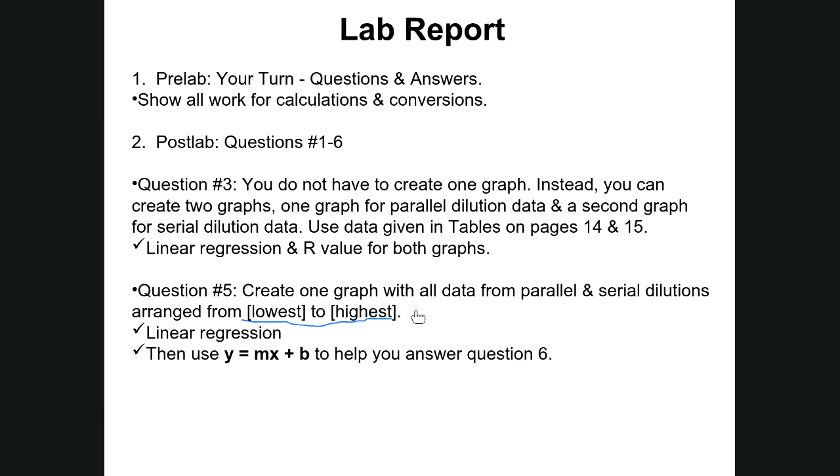So you're going to have 7 for parallel, 7 for serial. You're going to rearrange them from lowest to highest concentration. Now, this is not going to be perfect, but it's good enough. Then you're going to create a scatter plot, ask it to do a linear regression analysis, and ask it to give you the linear equation. And then you're going to take this equation and use it for question 6.